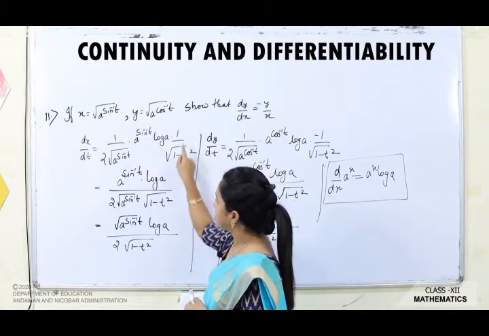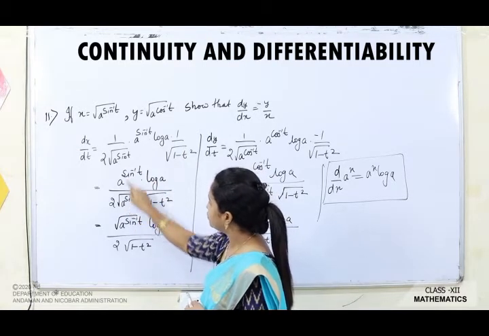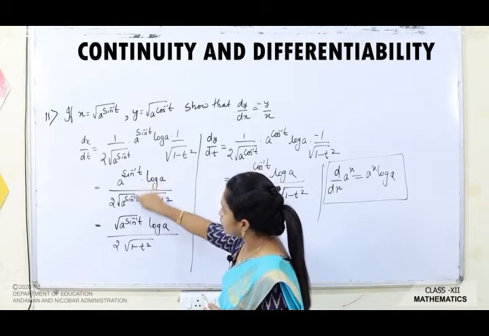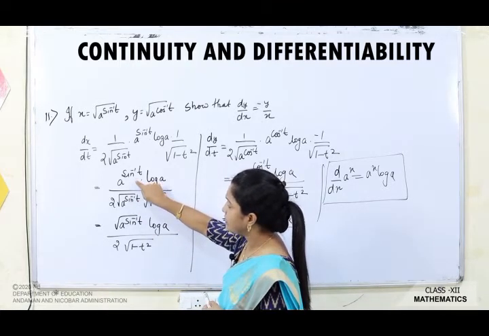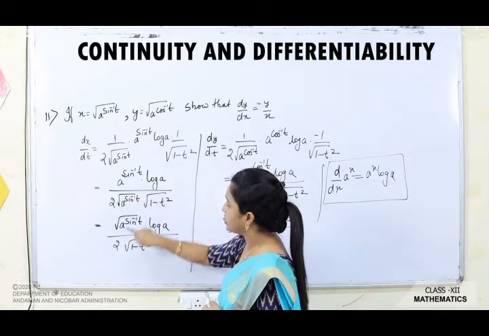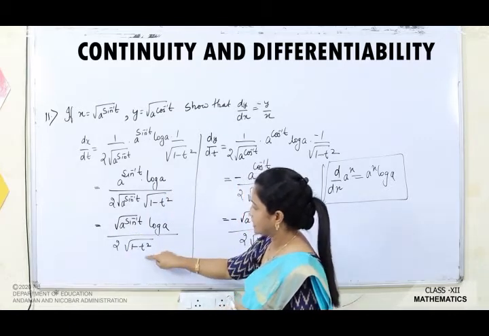Then simplify this, so a to the power sin inverse t log a by 2 root over a to the power sin inverse t into root 1 minus t square. This 2 you can simplify. Here the power is 1 and here the power is half. So when you simplify this, you will get root over a to the power sin inverse t, and the rest will be as it is, okay.